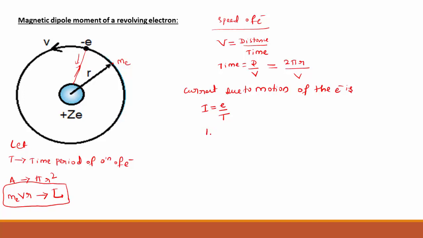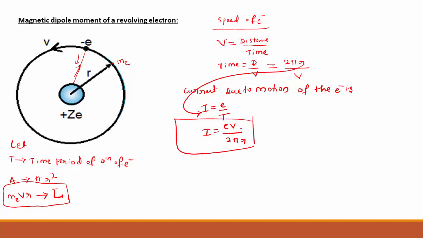Now substitute the values. Here T is equal to 2 pi r divided by v. Substitute this T value in this equation. We get I is equal to ev divided by 2 pi r.